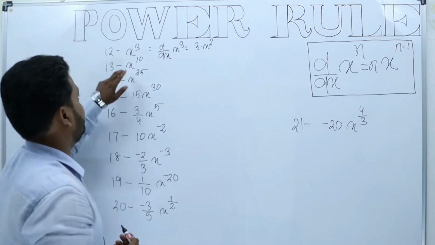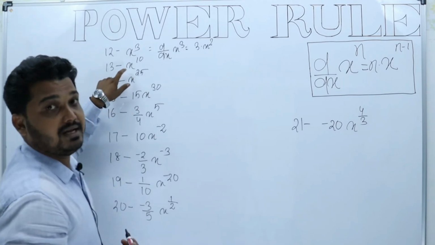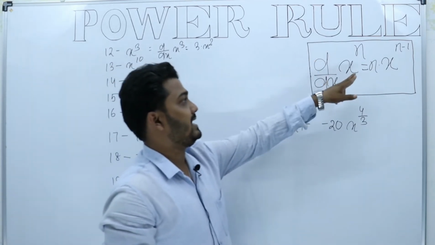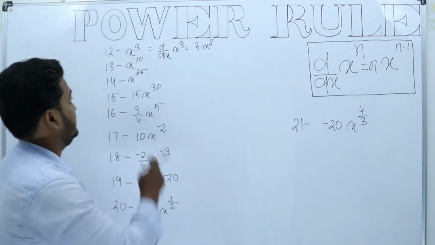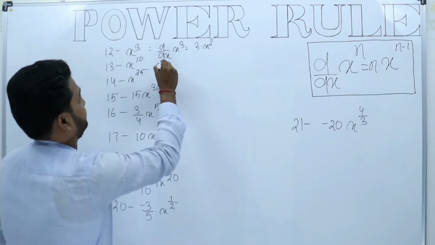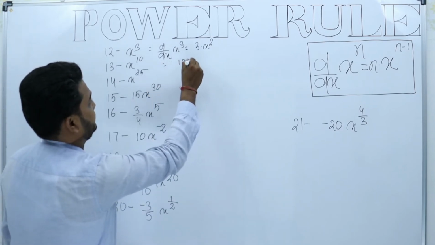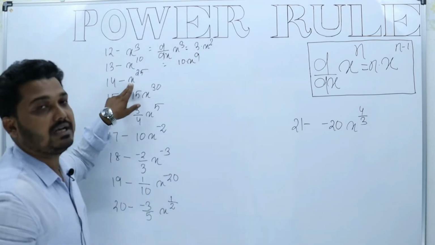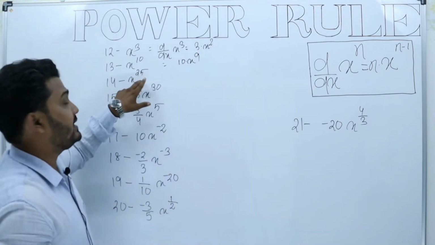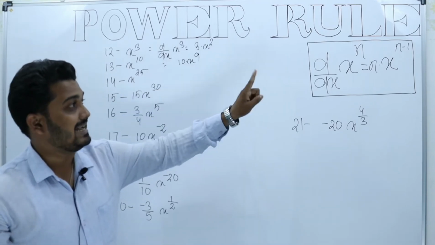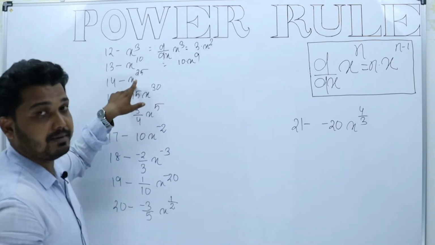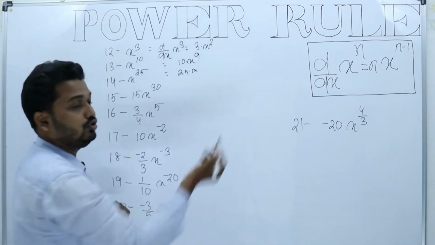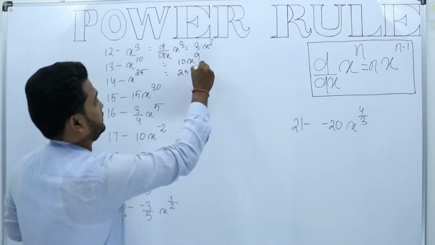Now, in the next question, it is given d by dx of x to the power 10. Power is n, so it is nx to the power n minus 1. Power is 10, so it will be 10x to the power 10 minus 1, that is 9. In the next question, it is x to the power 25. Power is 25, so it is 25 x to the power 25 minus 1, that is 24.